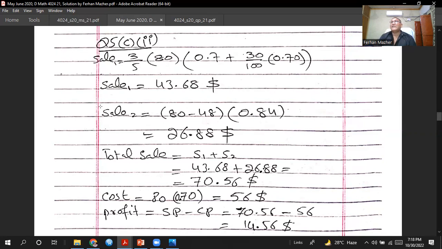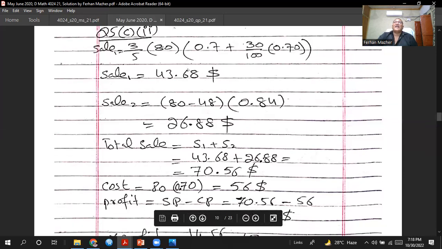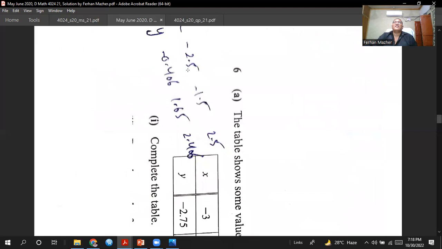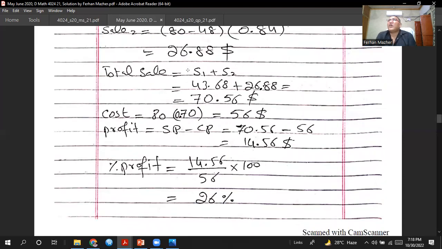Now the total sale is sale number one plus sale number two, so that is 43.68 plus 26.88, which will be $70.56. The cost of buying those chocolates for the shopkeeper is 80 multiplied by 0.70, which will be $56. And the sale is $70.56. So how much is the profit? The profit is sale price minus the cost price. So 70.56 minus 56 will be $14.56. So the profit they have earned is $14.56.